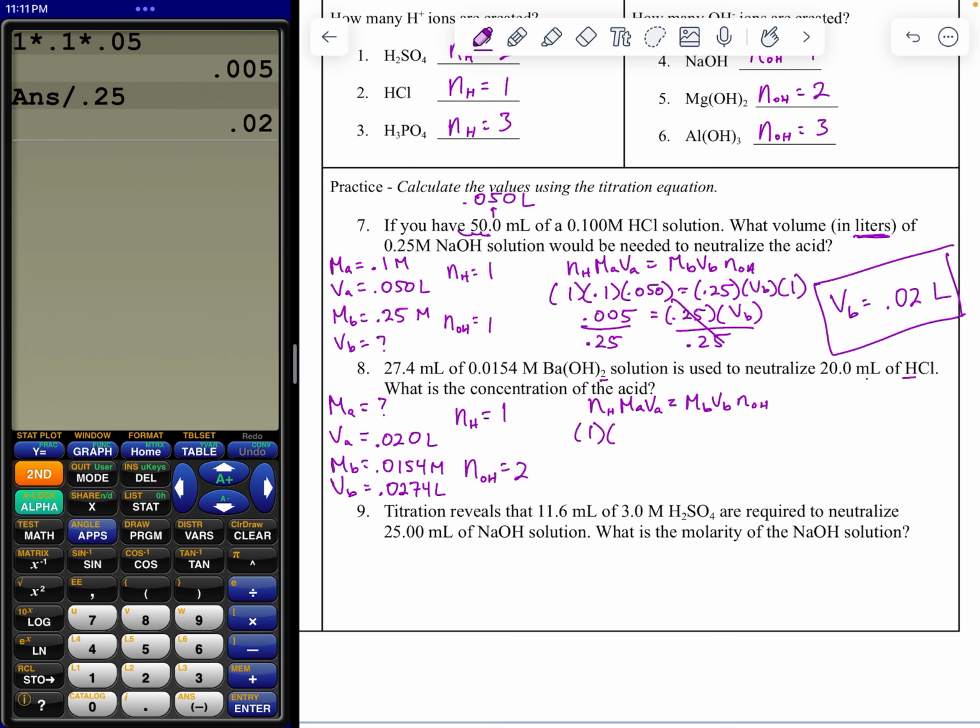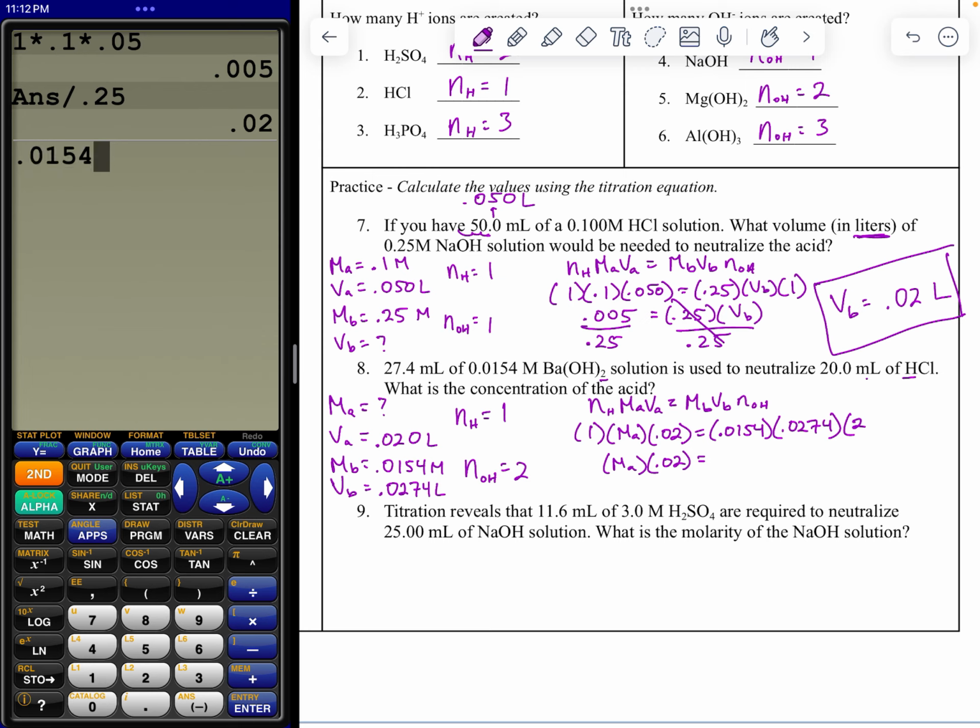1, we do not know the molarity of the acid. We do know the volume of the acid, 0.02. And then we have the molarity of the base, which is 0.0154. The volume of the base is 0.0274. And the number of hydroxide ions that will be formed in solution is 2. All right, so this side's easy to simplify. 1 times 0.02 is just going to be 0.02.